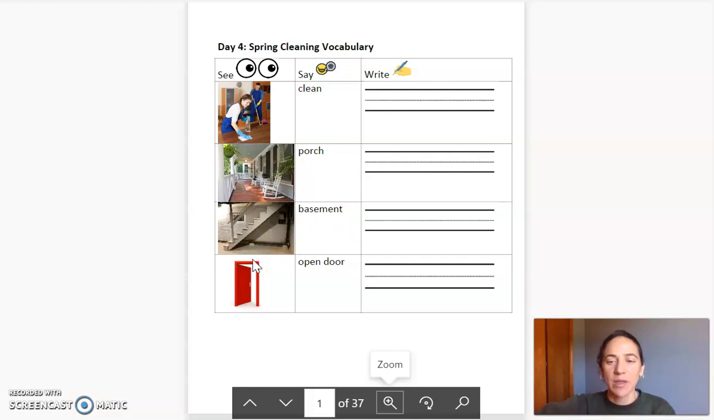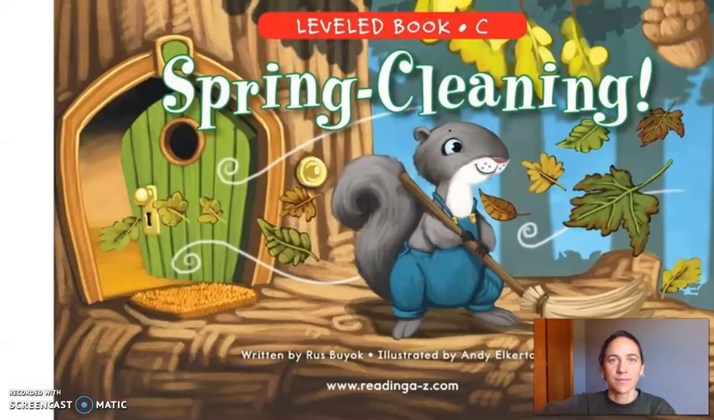Here's our last vocabulary word before we read our book. Do you see the door? It is open. Open door. Please repeat after me. Open door. Great job. Now write the words open door, or if you don't have your paper, spell them out loud using the letters. Great job. Now we can get started with our book.